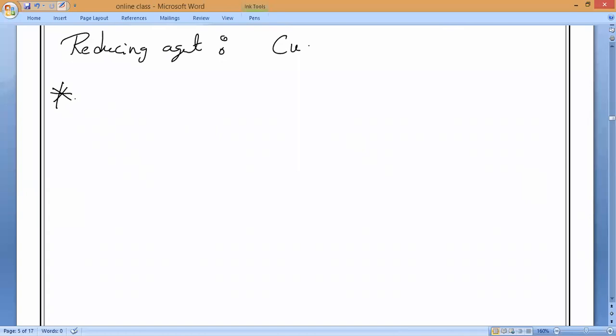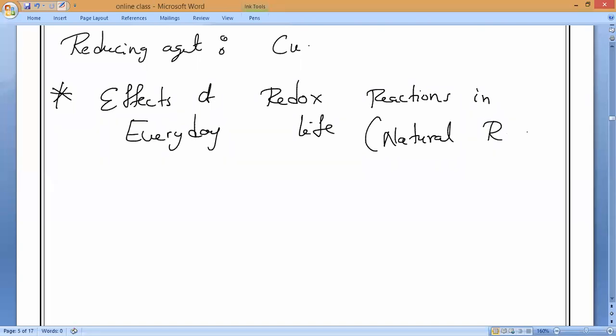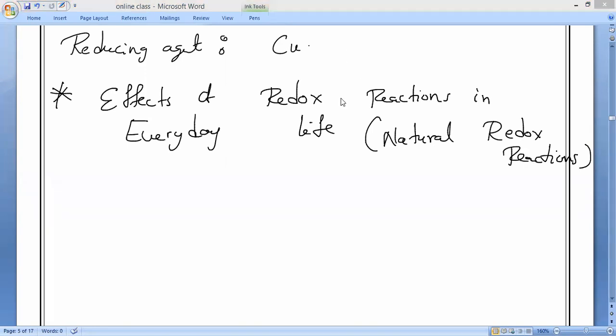The next class we are going to study effects of redox reactions in everyday life, or natural redox reactions. This is also a very important concept. Once it is over, this chapter will be over. Later I will give you the worksheet and we can make everything well. That is all about it. Clear?